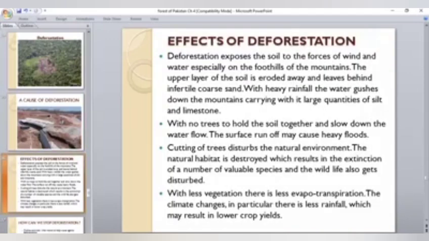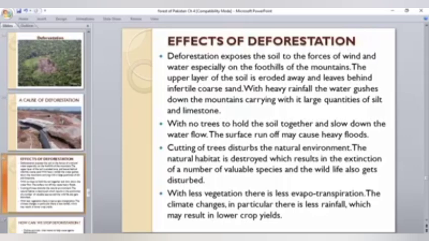Effects of deforestation. Deforestation exposes the soil to the force of wind and water, especially on the foothills of the mountains. The upper layer of the soil is eroded away and leaves behind infertile cores of land.